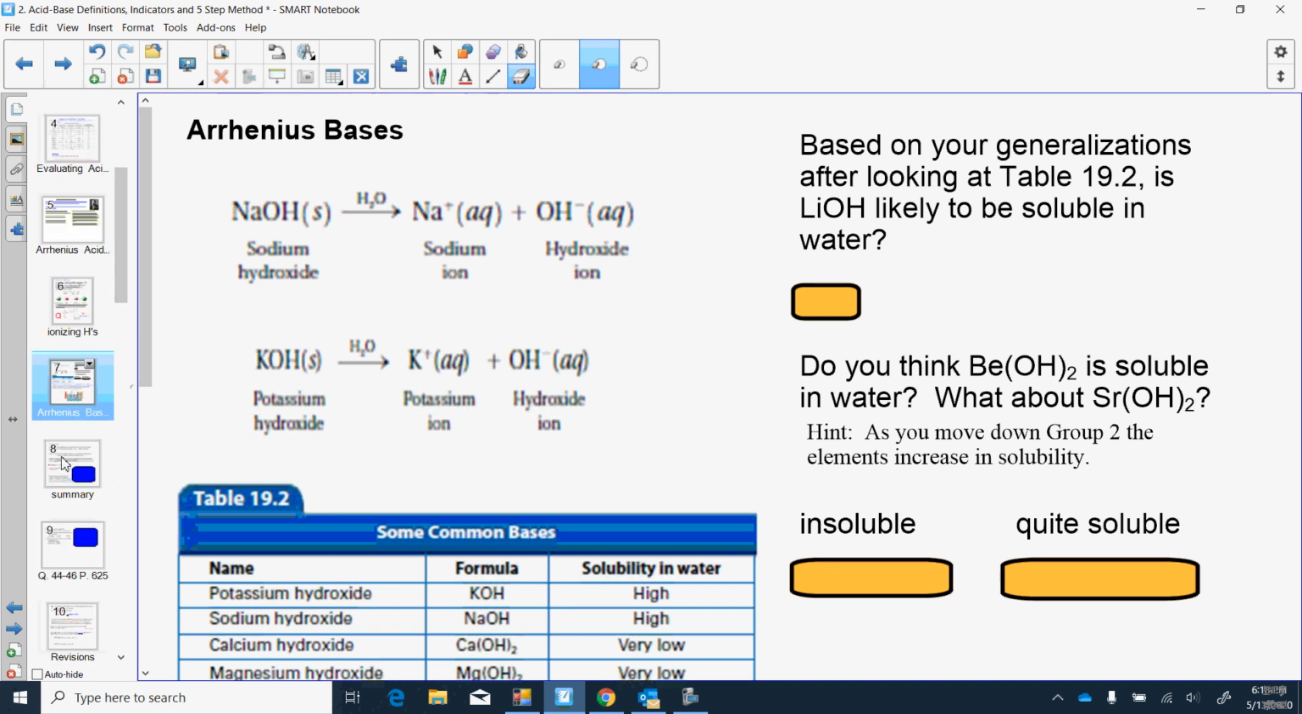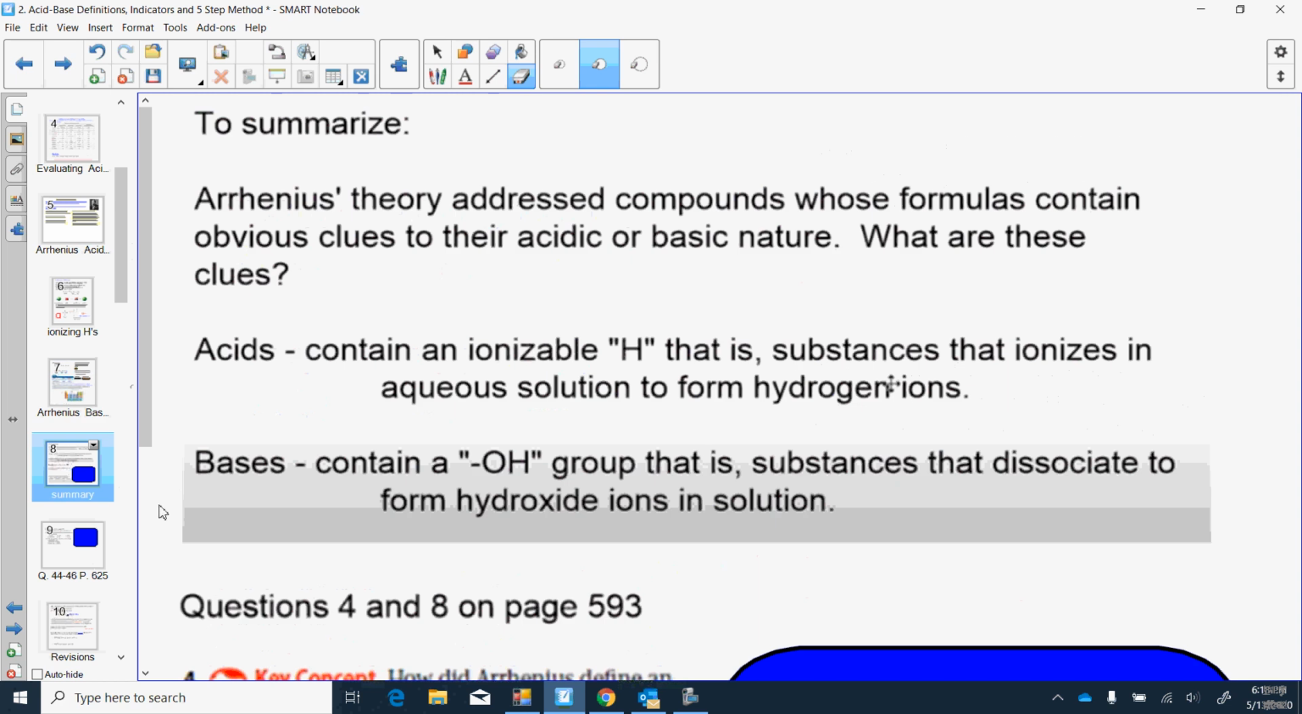And just a couple more things to share with you, just to summarize here. To summarize Arrhenius definitions, acids contain an ionizable H, that is, substances that ionize in an aqueous solution to form hydrogen ions. Bases contain an OH group, that is, substances that dissociate to form hydroxide ions.